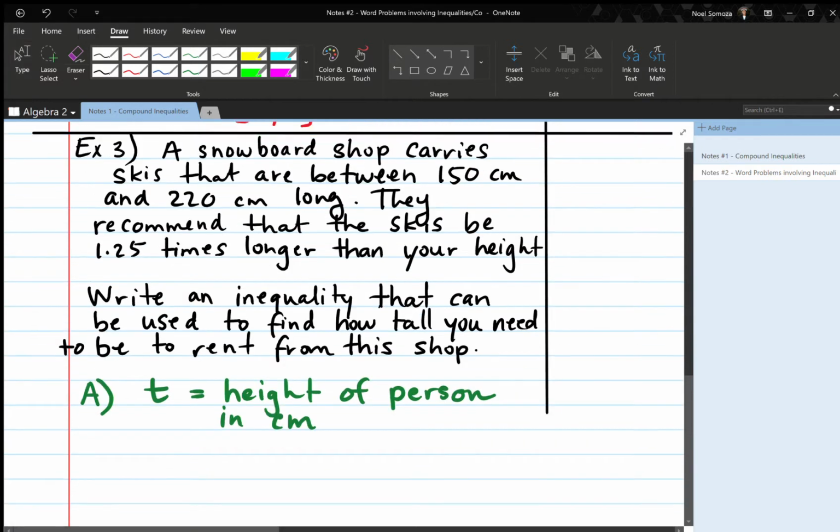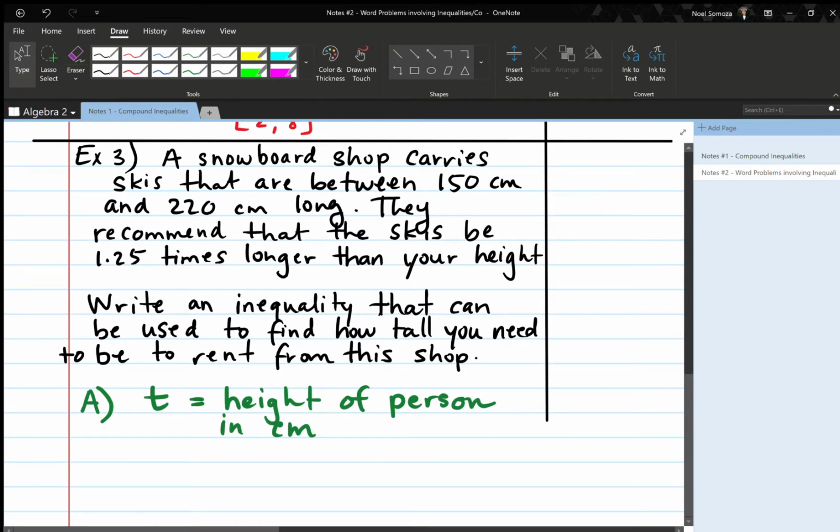We have a couple of relationships here. We have skis that are between 150 and 220 centimeters long. What kind of compound inequality does that tell you? And or? And, okay, kind of. It tells you right here, I have skis that are 150 centimeters and everywhere in between up to 220. I don't have skis smaller than 150 and I don't have skis bigger than 220. So I'm stuck in between this range in the middle. Think back to the picture: if it's somewhere in the middle, it's got to be some sort of and inequality.